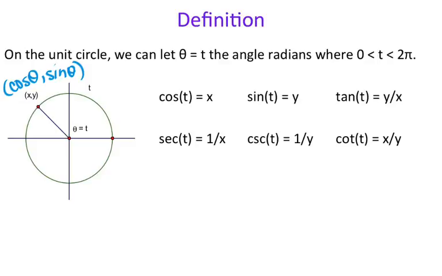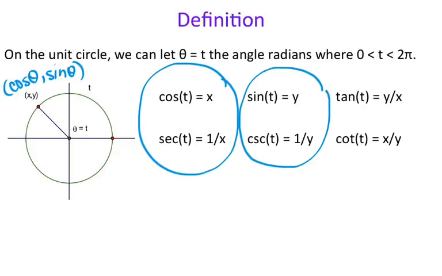Secant, cosecant, and cotangent are reciprocal functions of sine, cosine, and tangent. Cosine and secant go together, so since cosine is x, secant is 1 over x. Sine and cosecant go together, so since sine is y, cosecant is 1 over y. Tangent and cotangent go together, so if tangent is y over x, cotangent is x over y.